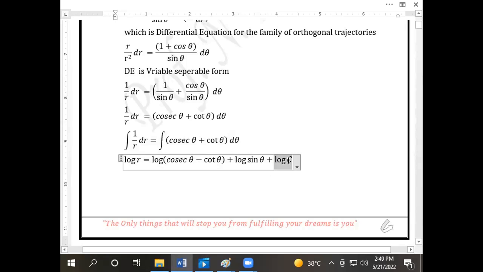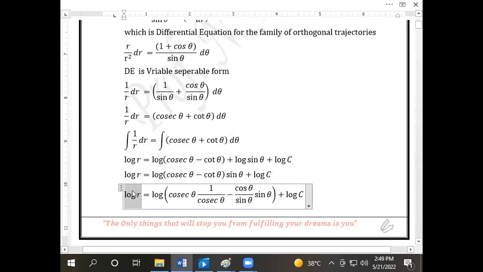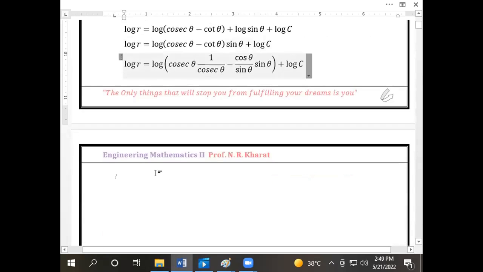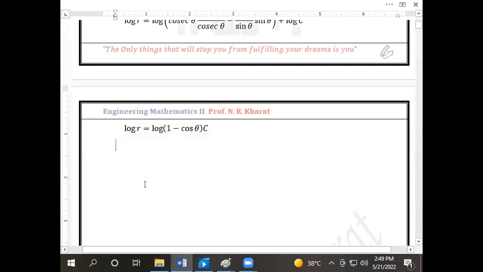And we have taken the constant of integration as equal to log c. According to the rule of logs, the addition of log a plus log b becomes log of a into b. Then this sin theta is multiplied to your cosec theta minus cot theta. After simplifying, we get the final solution, log r is equal to log of (1 minus cos theta) c. Taking exponential on both sides, we get the final solution, that is r equal to (1 minus cos theta) into c.